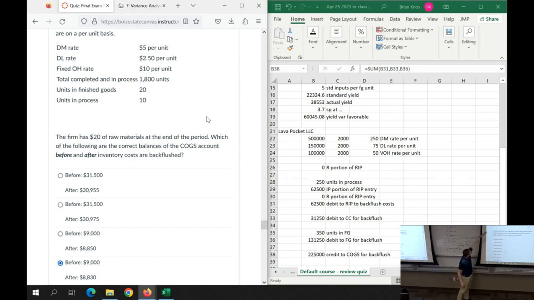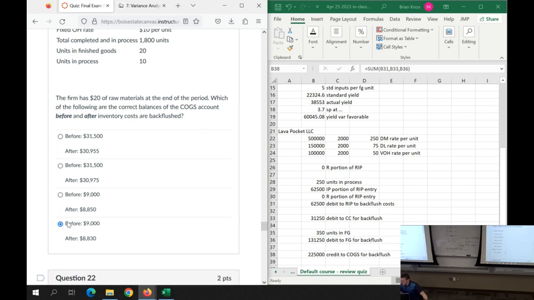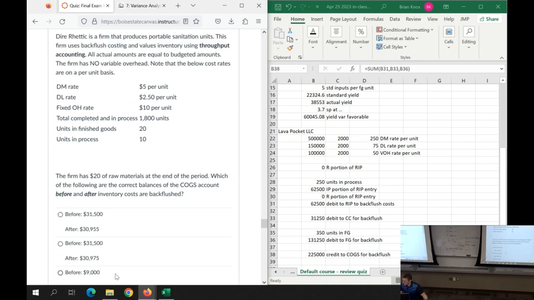That's probably if we included all three categories of costs, or direct materials and direct labor or something like that. And there's a $20 difference, and that happens to be the raw materials at the end of the period. So I bet this answer forgot to debit out that $20 to RIP when it was backflushed. So I feel pretty confident that that's the right answer there, but we'll go through it just in case.